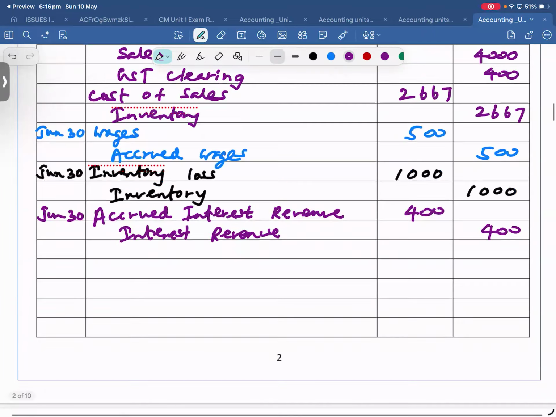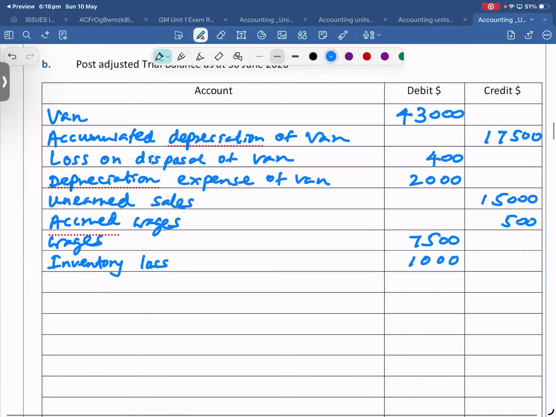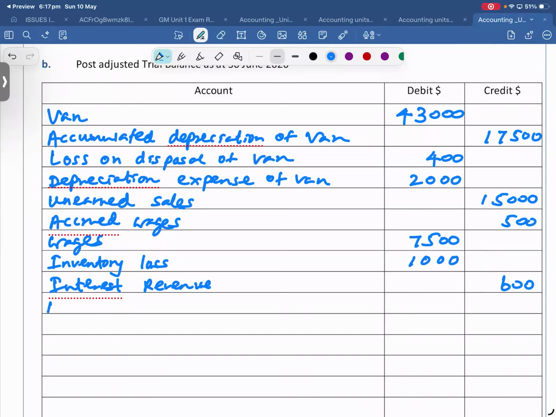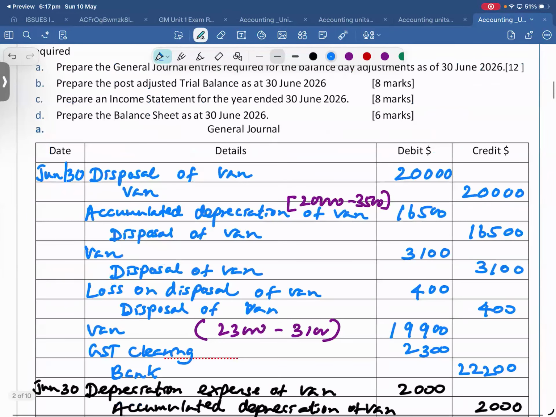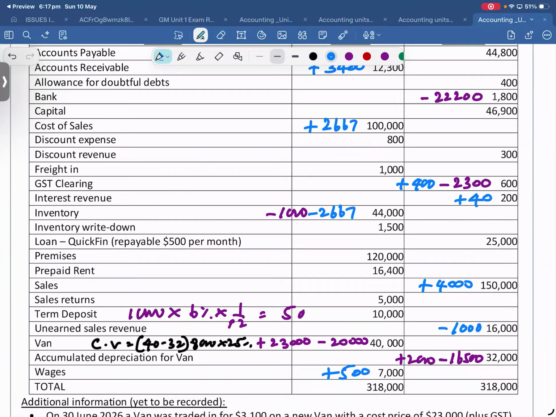If you want to update the interest, interest revenue will be how much? 600. Accrued interest revenue, $400. If you want, you can update the 200 in this one. You can add 400.